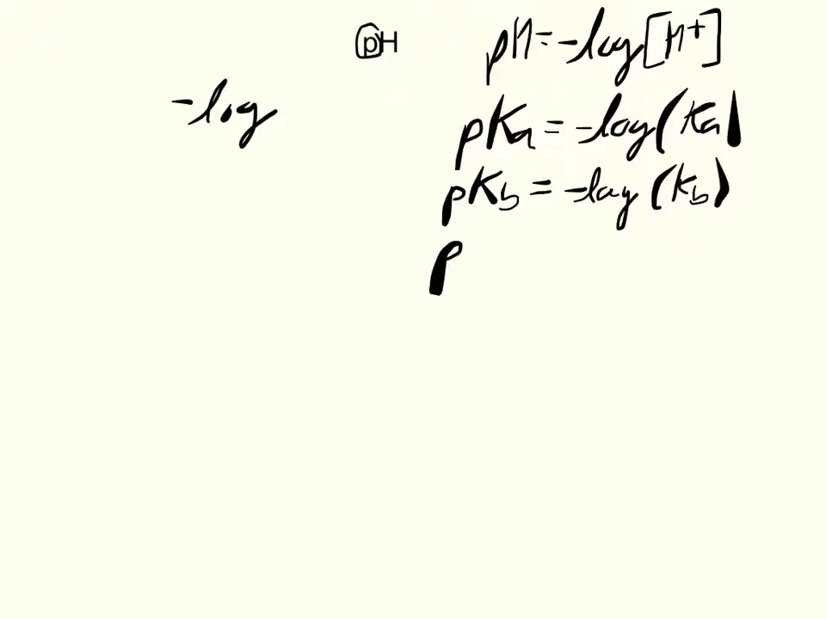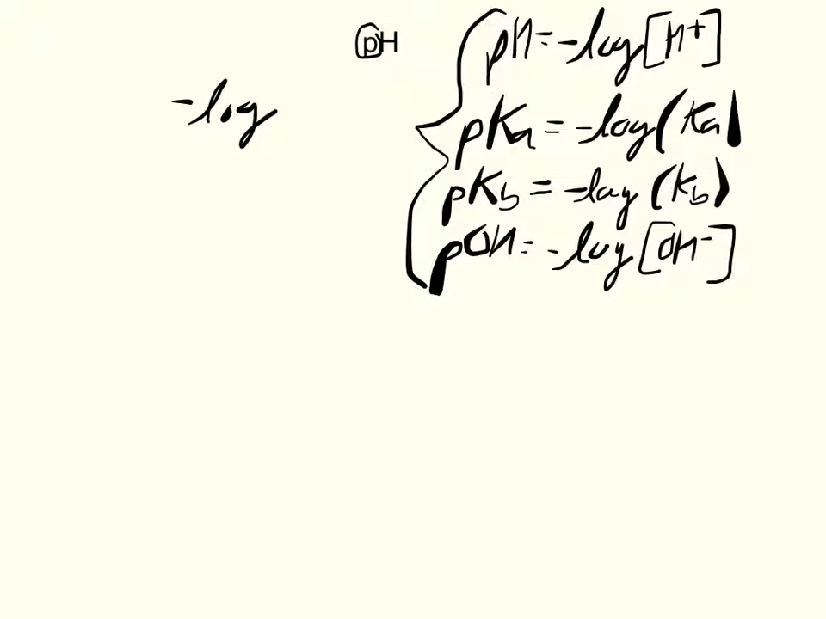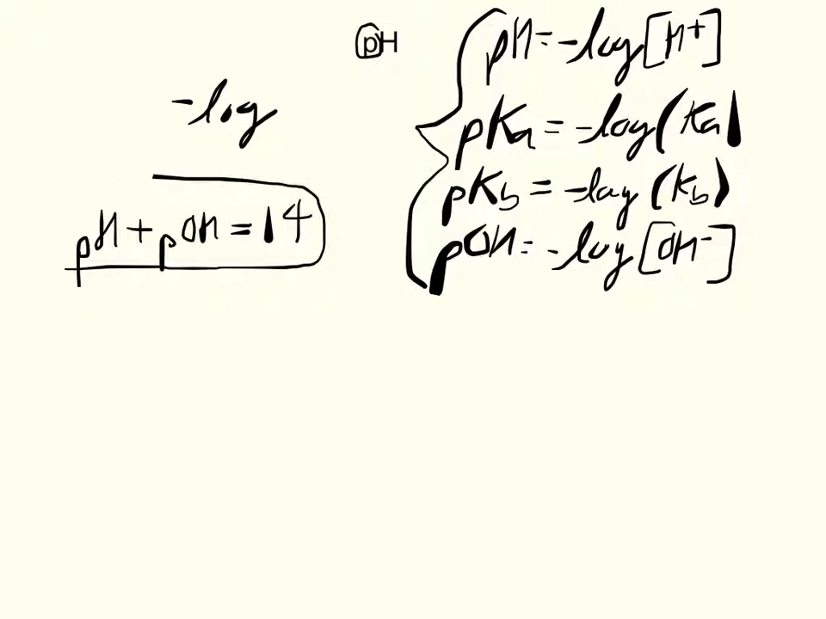And if we want to calculate pOH, it's the negative log of, hopefully you got this by now, hydroxide concentrations. We need to know how to manipulate and use these four equations frequently. We also need to know how they're related. And hopefully you remember that pH plus pOH is always equal to 14. So whenever you add up the pH and the pOH values of a substance, you should get the value of 14.